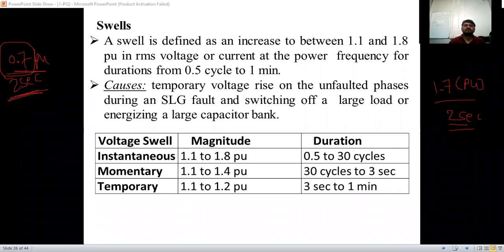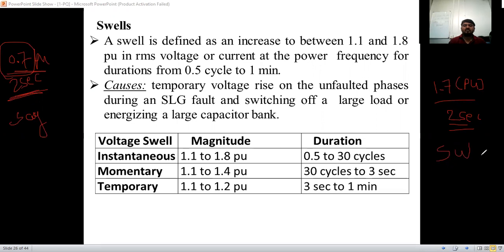0.7 per unit is sag. This is sag. Then this one? Swell. Swell.